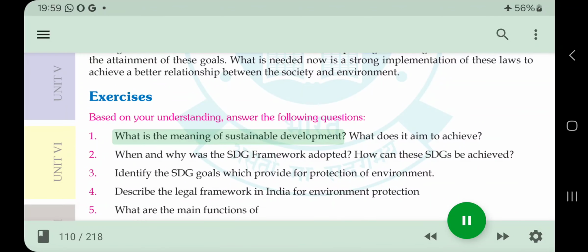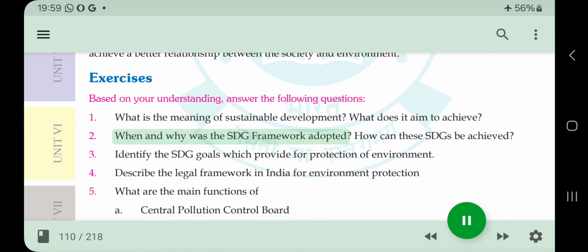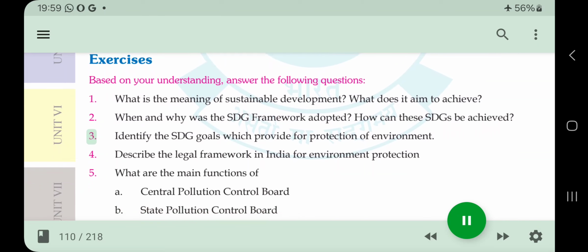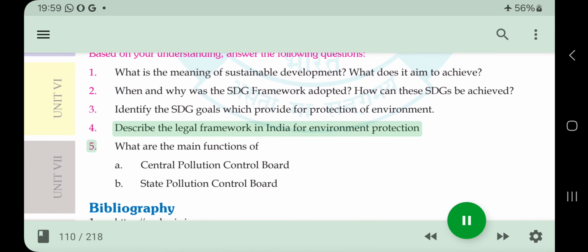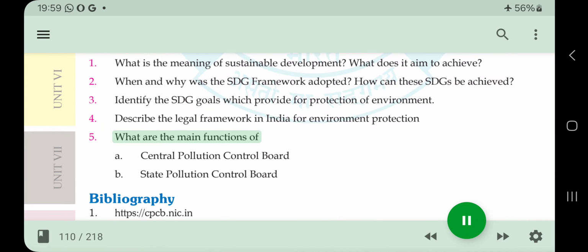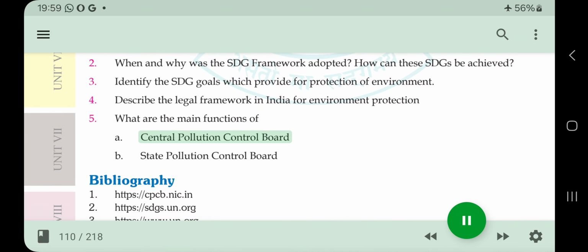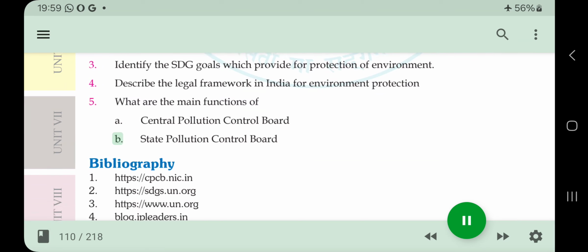1. What is the meaning of sustainable development? What does it aim to achieve? 2. When and why was the SDG framework adopted? How can these SDGs be achieved? 3. Identify the SDG goals which provide for protection of environment. 4. Describe the legal framework in India for environment protection. 5. What are the main functions of A. Central Pollution Control Board, B. State Pollution Control Board.